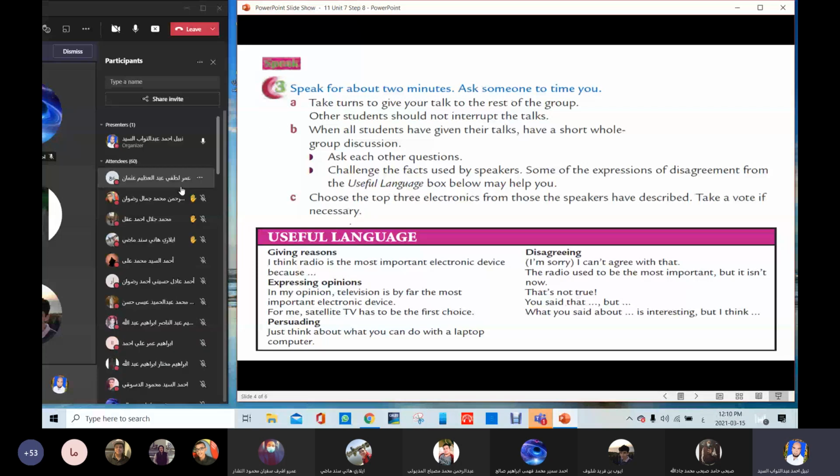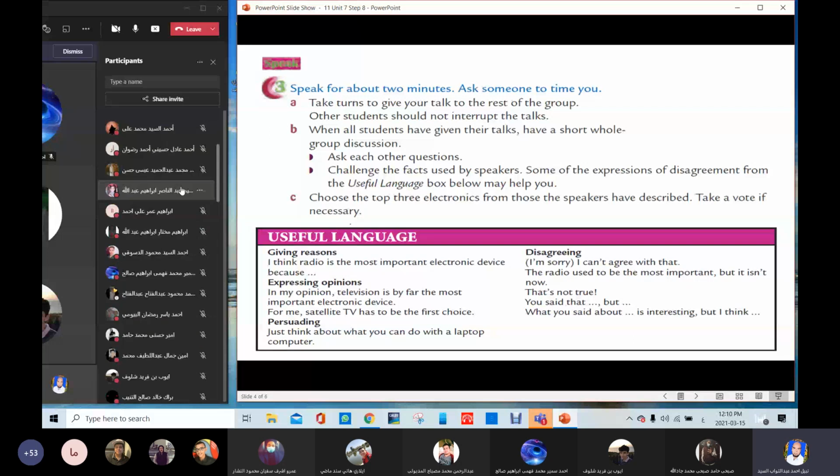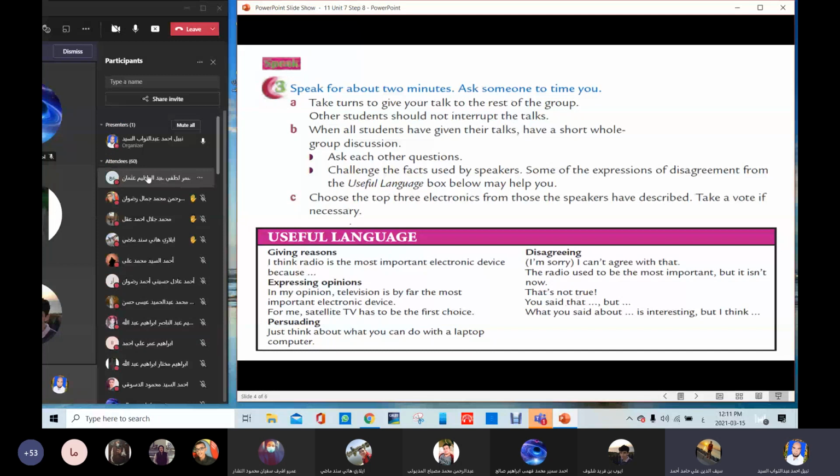Review. Yes, Saif. For me, laptop has to be the first choice because it has a big screen to watch films and working on it easily. I can study or do my homework tasks on it.